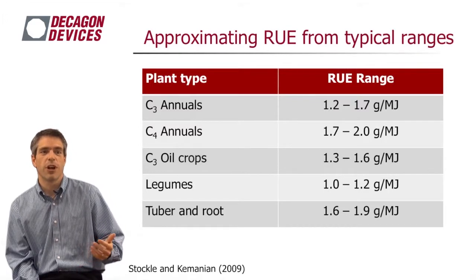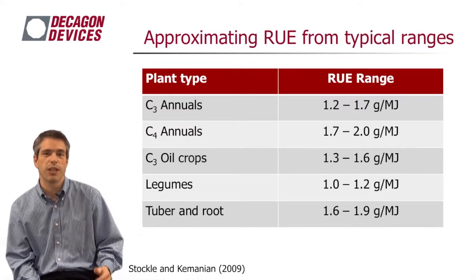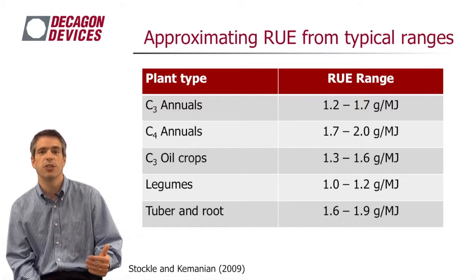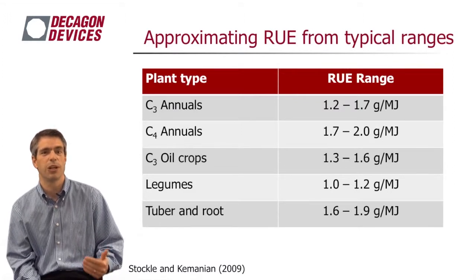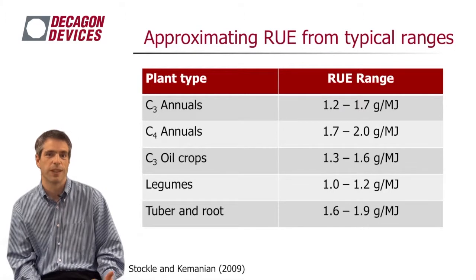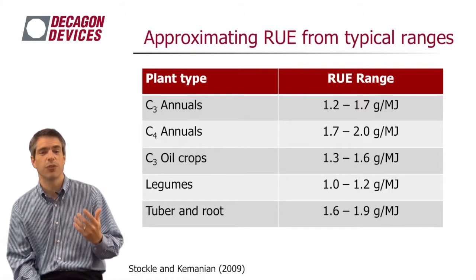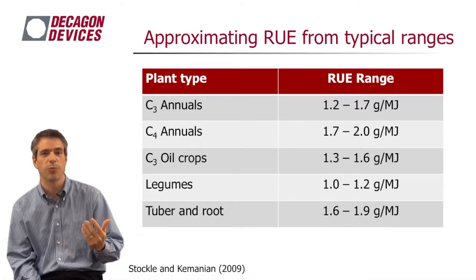Claudio Stockle and Armen Kemanian, 2009, put together a list of several radiation use efficiencies over ranges. They've spent some time modeling crops, and here they've put together some information that may be useful to you if you don't have values for your own crop. And this is pretty easy if you were trying to do some modeling and you just needed some numbers to get at.